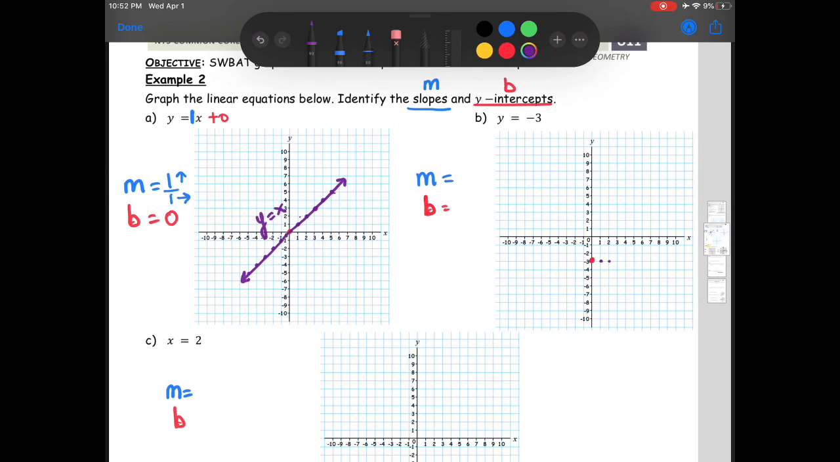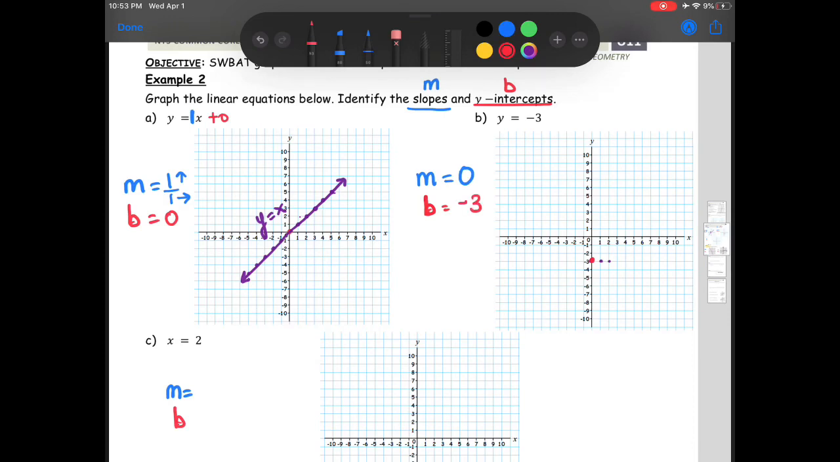Think about it again. It says y equals negative 3. The x term is missing. If the x term is missing, it means what? There is no slope. The slope is 0, right? If you were thinking that, that's awesome. There's no x term, so your slope is 0. Your b is what? Negative 3.